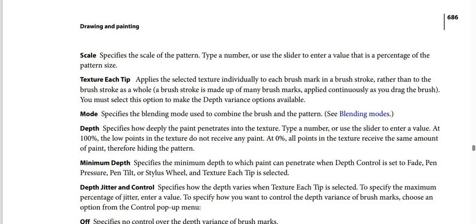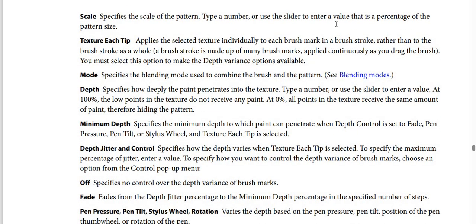penetrate when the depth control is set to fade, or pen pressure, pen tilt or stylus wheel, and texture each tip is selected. And what's the meaning of depth jitter and control? Depth jitter and control specifies how the depth varies when texture each tip is selected. Specify the maximum percentage of jitter, enter a value to specify how you want to control the depth variance of brush marks, and then choose an option from the control pop-up menu. And what's the meaning of off? Off specifies no control over the depth variance of brush marks.